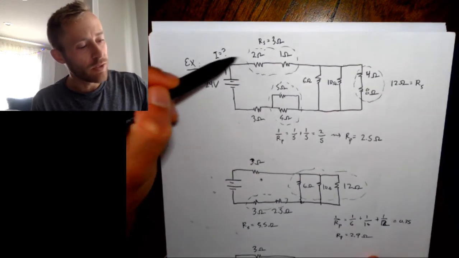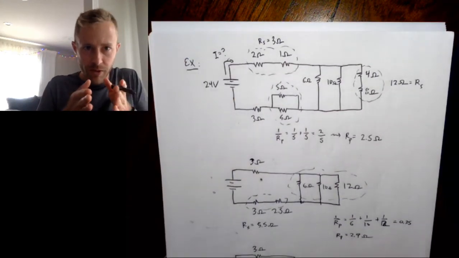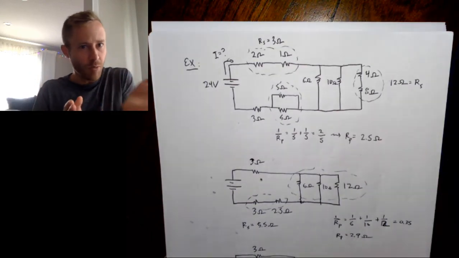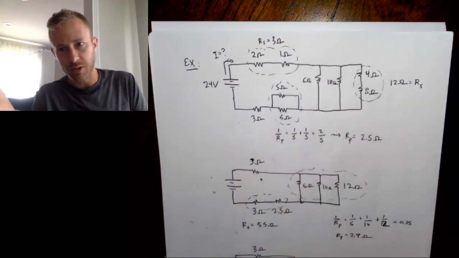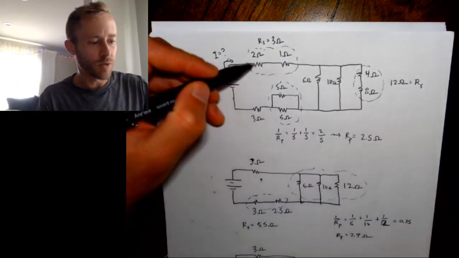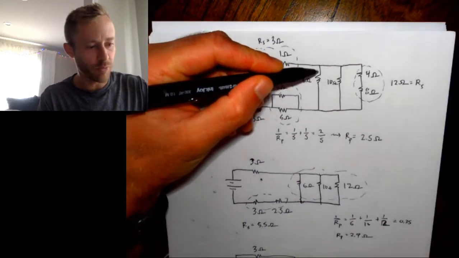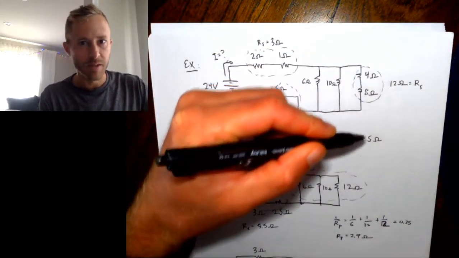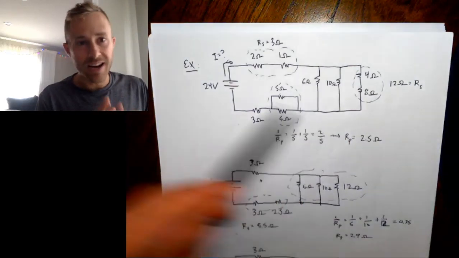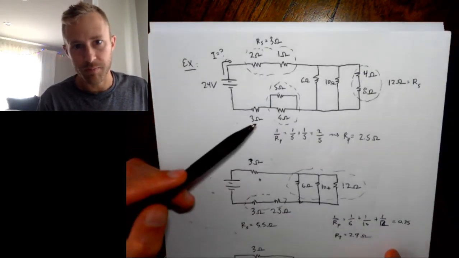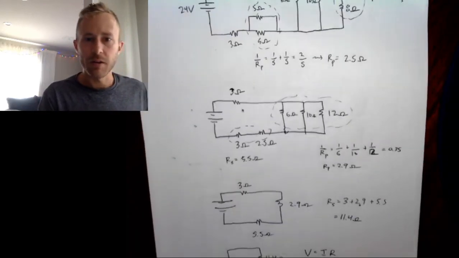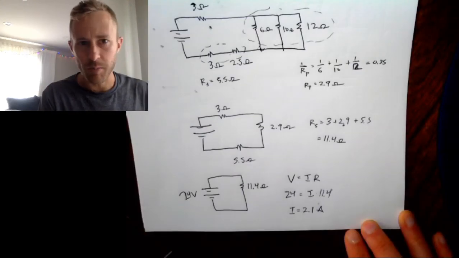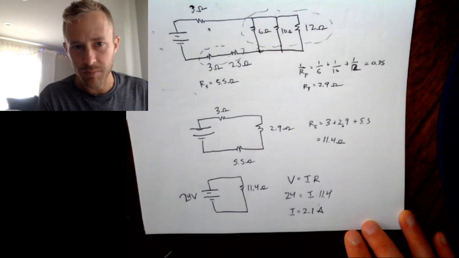But you can see that much like a river, if you have a river that splits, it's like some of the water goes one way, some of the water goes the other way. So some of the current is going to go through each of these branches. So not every resistor in this circuit is going to get the 2.1. Okay, we'll talk more about that in a later lesson.